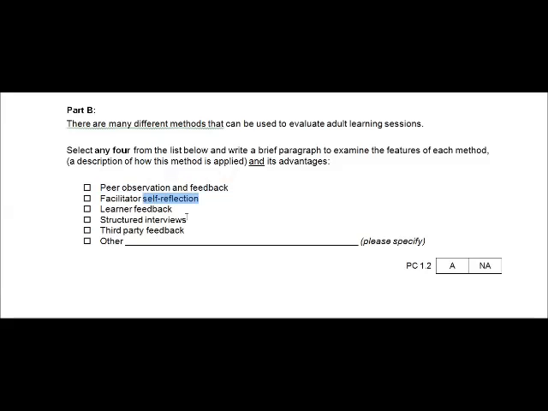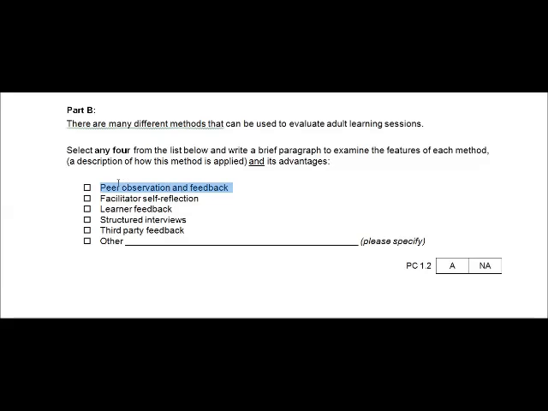Self-reflection is another method of evaluation. Getting feedback from your learners, having structured interviews, getting third-party feedback, so having someone from outside of your organisation come in and maybe observe you and give you some feedback. And there's lots and lots of others as well. Now you must select 4, and in a brief paragraph for each of the 4, talk about how the method is applied and its advantages.